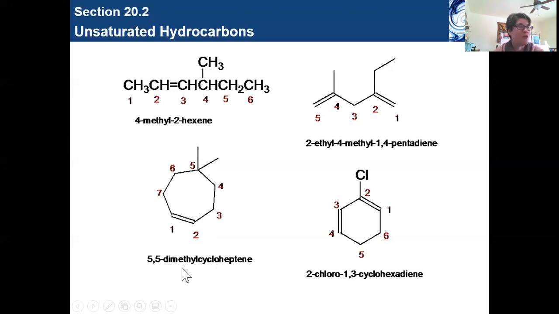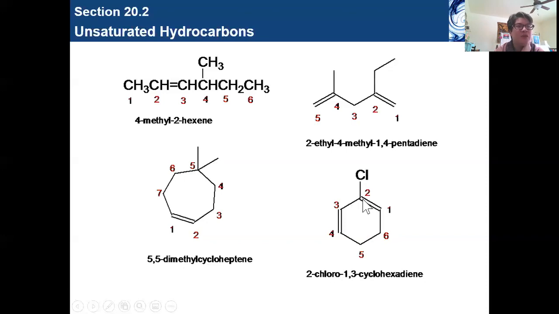Don't forget the cyclo. And then we're going to say that this is, oh, we don't need to number where that double bond is because we automatically know that we're going to start counting at the double bond. So you don't have to indicate that unless there's more than 1 double bond, which we'll see in a second. And then you have these 2 methyl groups. So this one is 5,5-dimethyl-cycloheptene.